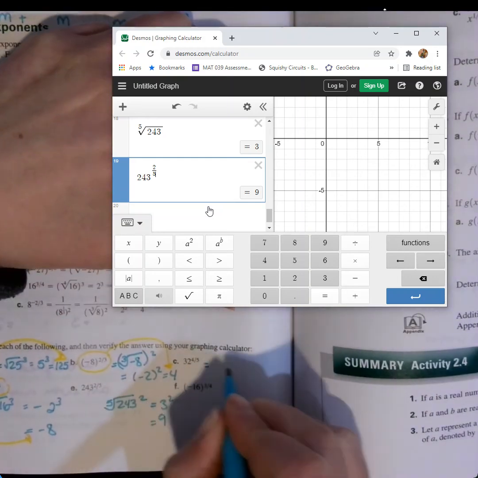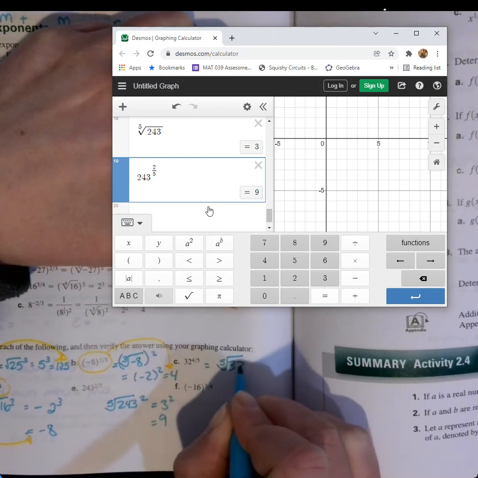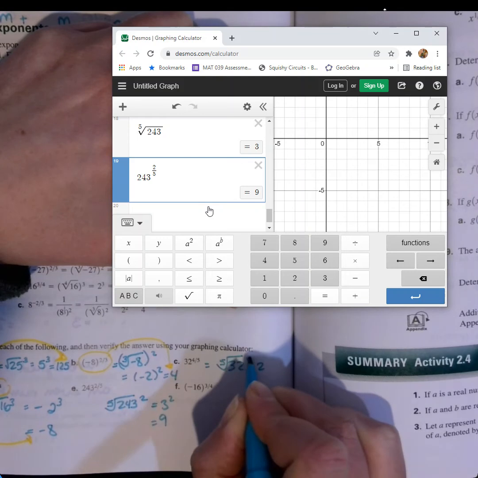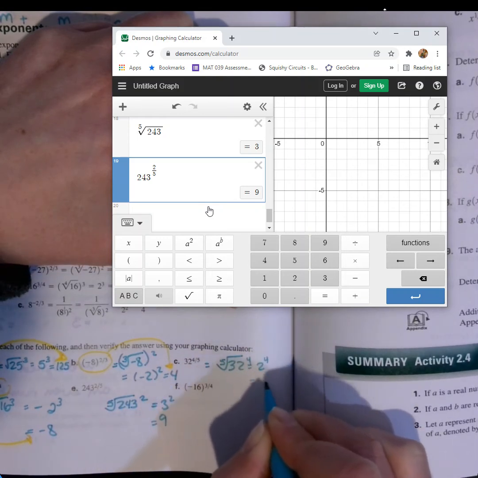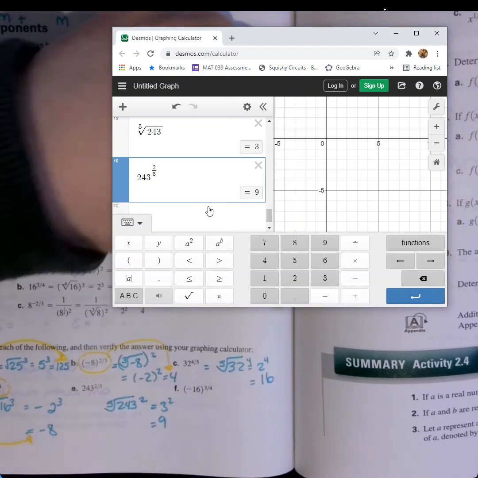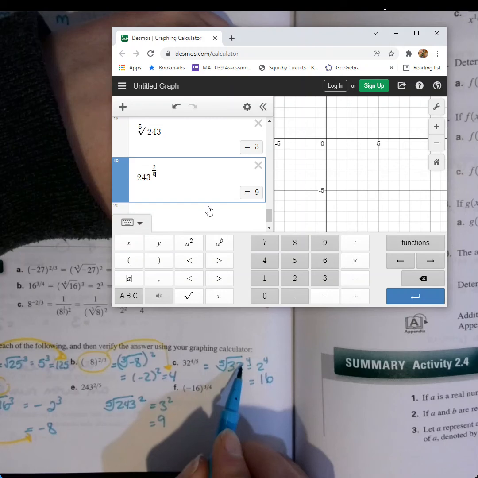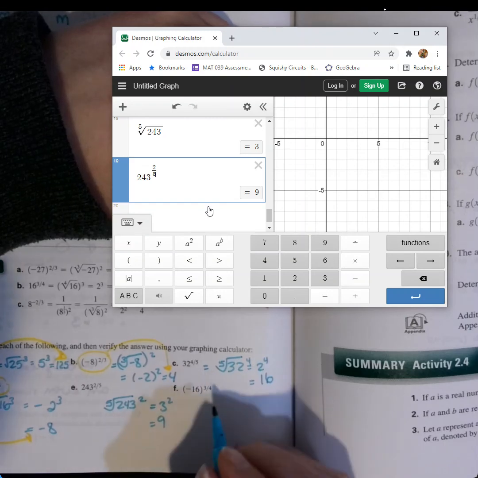So down here, if I was going to do it in my head, I would think that the 5th root of 32 is 2, and then 2 to the 4th is 16. So the final answer in that one is 16. So if it was to the 4/5 power, I would do the 5th root of 32 to the 4th, then 2 to the 4th is 16.